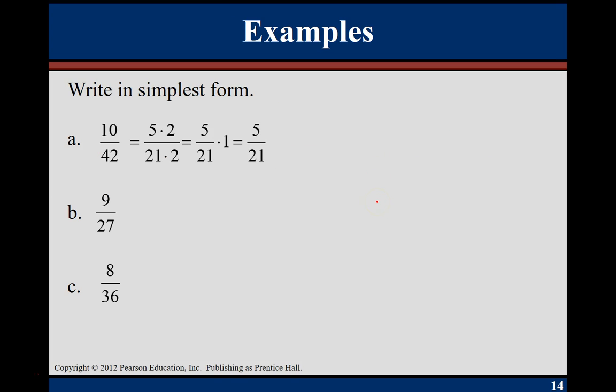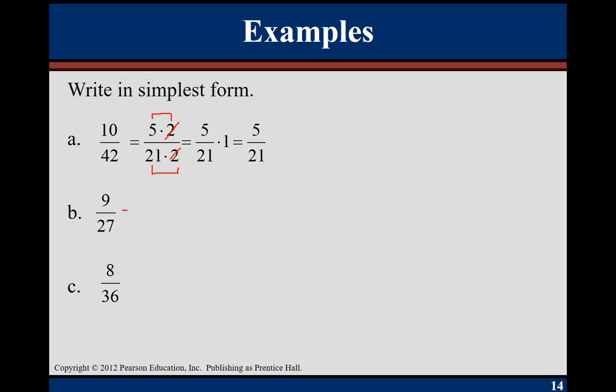An example of prime factorization is in letter A, where I have 10 over 42. Well, 10 is equal to 5 times 2, and 42 is equal to 21 times 2. Well, 2 over 2 is a 1. And so I'm looking at 5 over 21.